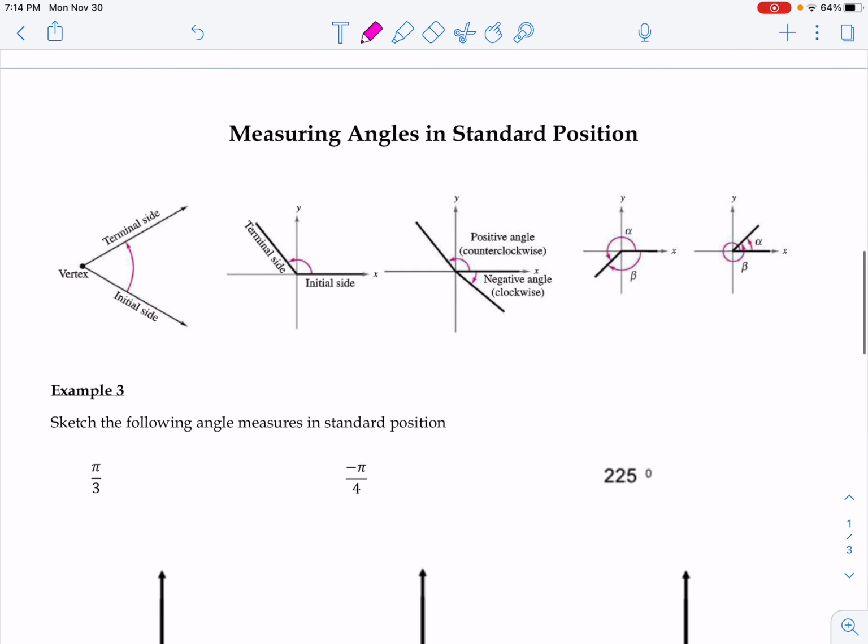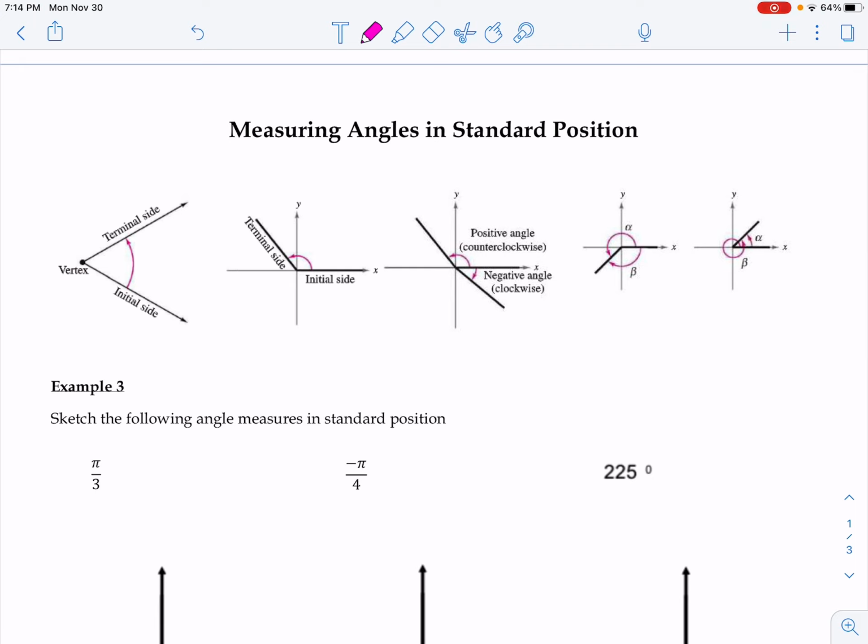All right, standard position. Angles have an initial side and a terminal side. The terminal side rotates, okay? The initial side is fixed. So this side is fixed. This one rotates. And then you have a vertex, okay?